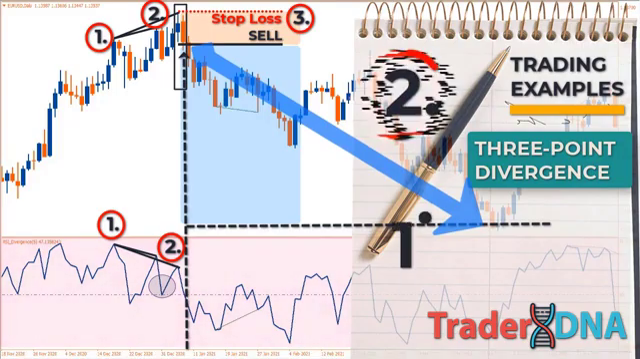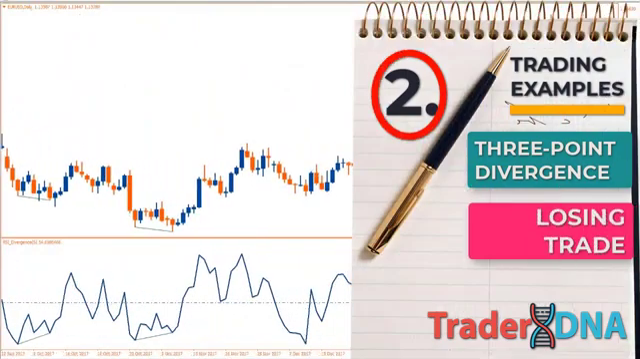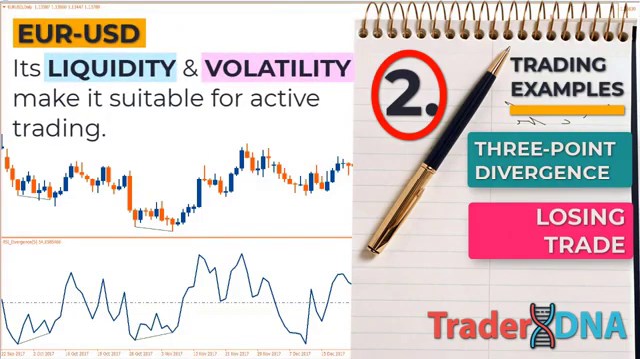Example number 2. Losing trade. Once again, this example shows a daily chart of the Euro against the United States dollar. Its liquidity and volatility make it suitable for active trading. Let's take a closer look at this failed trade setup.